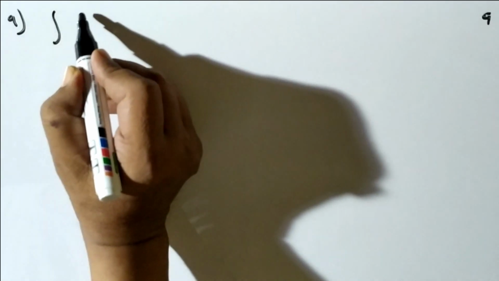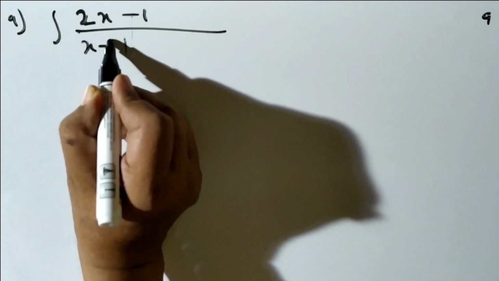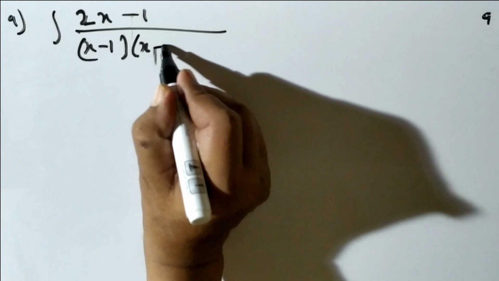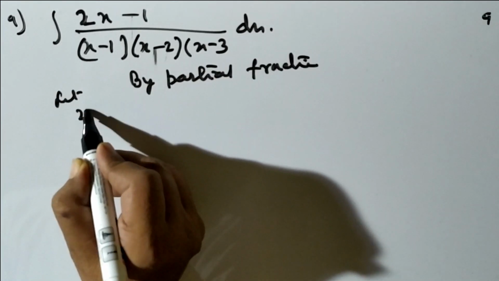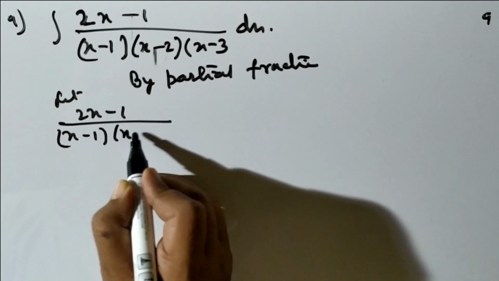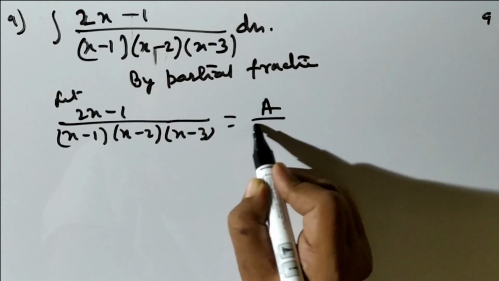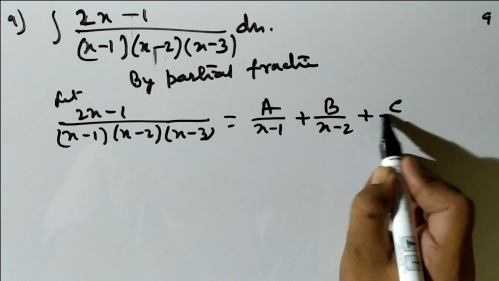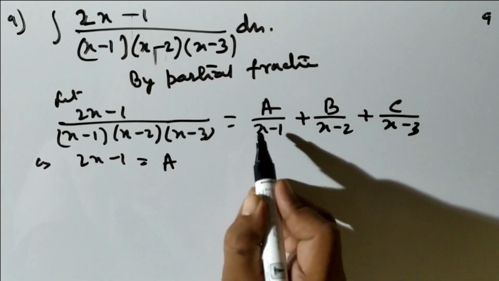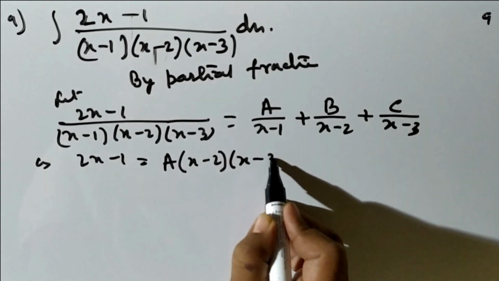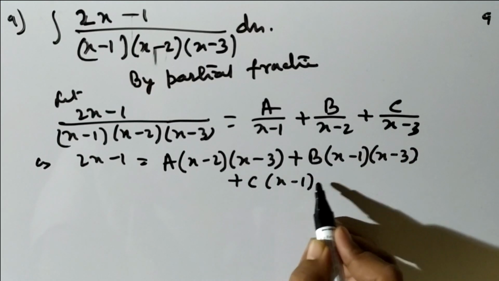Now evaluate the integral of (2x-1) divided by (x-1)(x-2)(x-3) dx by partial fractions. Let (2x-1)/((x-1)(x-2)(x-3)) equal, here 3 linear factors, that means A/(x-1) + B/(x-2) + C/(x-3), or 2x-1 equals, the denominator is multiplied on the right hand side, A(x-2)(x-3) + B(x-1)(x-3) + C(x-1)(x-2).